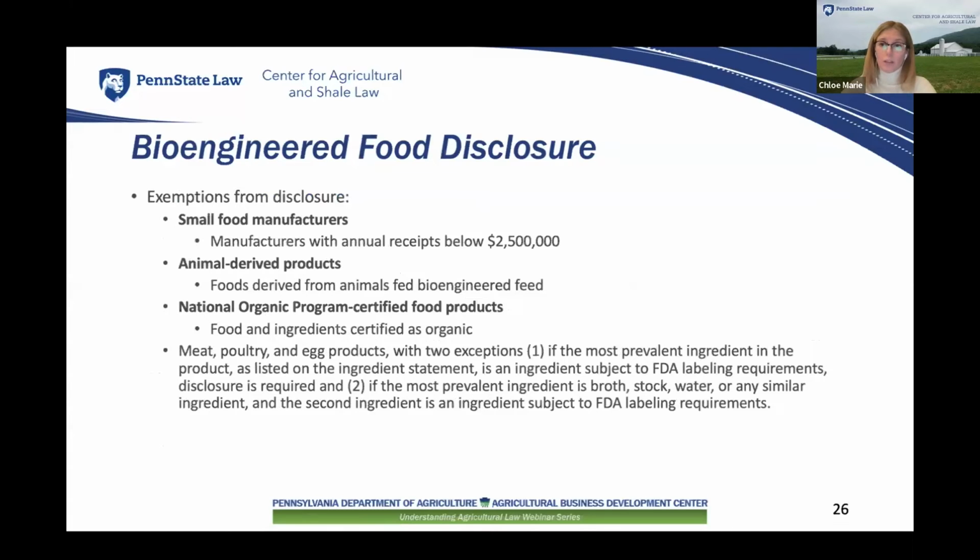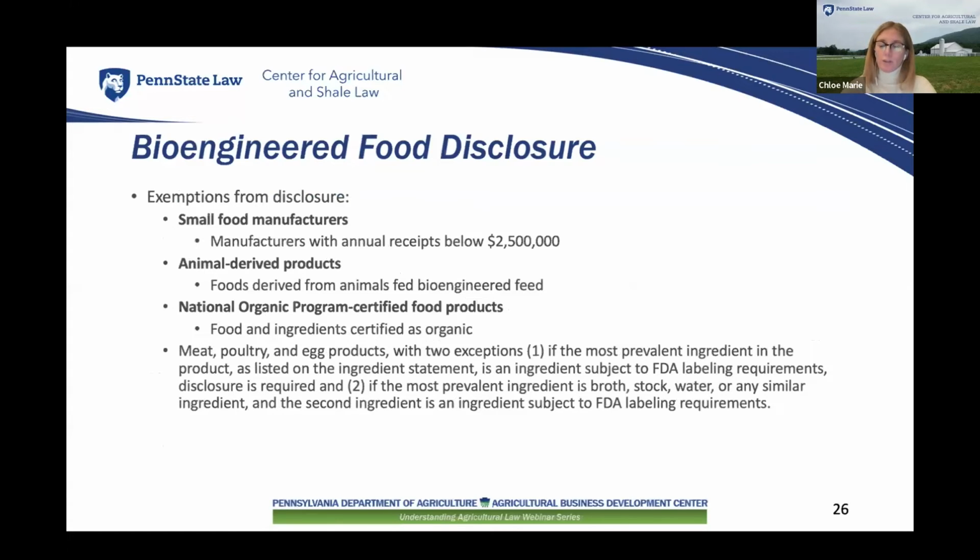However, not subject to the disclosure rule are small food manufacturers with annual receipts below $2,500,000, foods derived from animals fed bioengineered feed, food and ingredients certified under the National Organic Program, and meat, poultry, and egg products, with 2 exceptions.